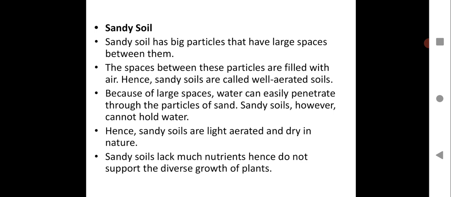Water will just pass through. Hence sandy soils are light, aerated and dry in nature. So things don't remain over there, and water can easily pass through. That's why it is dry in nature. Sandy soils lack much nutrients, hence do not support the diverse growth of plants because of the lack of nutrients in sandy soil. I hope you are writing all these points, children.